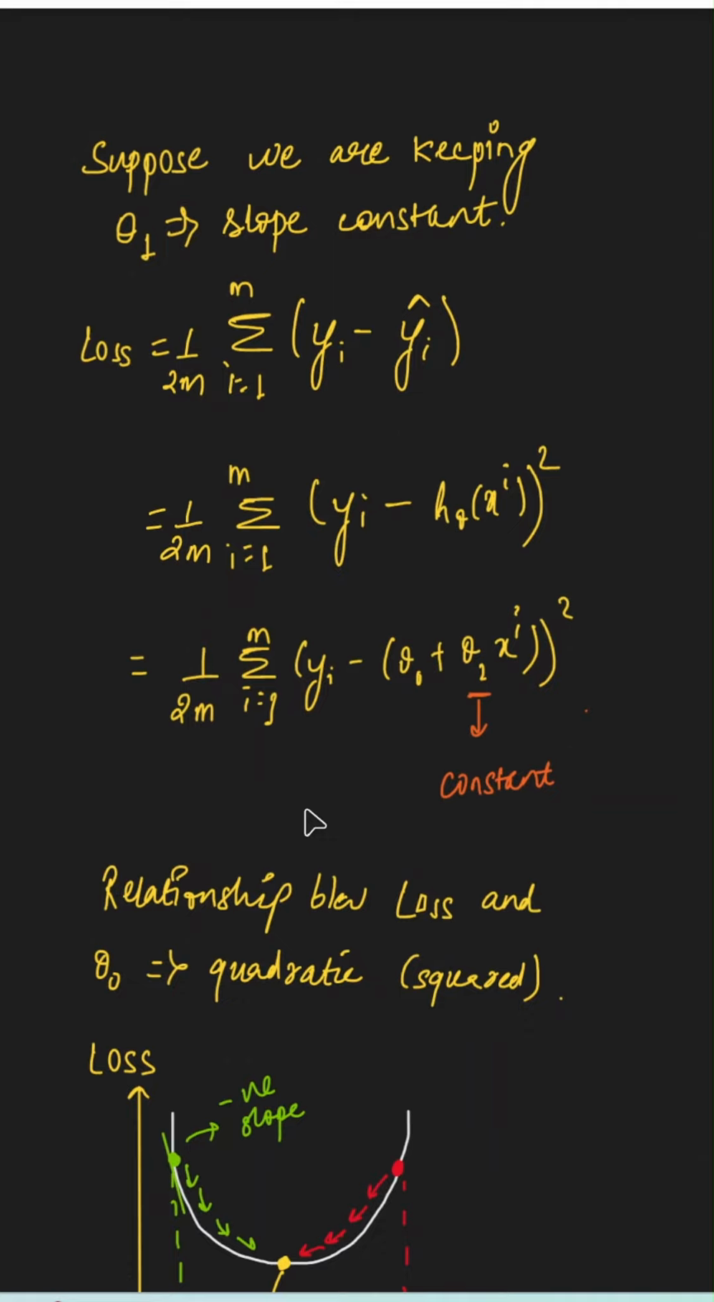Suppose for now we are keeping theta 1 constant, which means our slope is constant and we are only making changes in our intercept. So the loss function, which is given by 1 upon 2m summation i equal to 1 to m of (yi minus yi hat), we can also rewrite by replacing yi hat with h theta of x(i), because that's how we get our prediction. And this h theta of x(i) we can rewrite as theta 0 plus theta 1 of xi. And now we are treating this theta 1 value as constant.